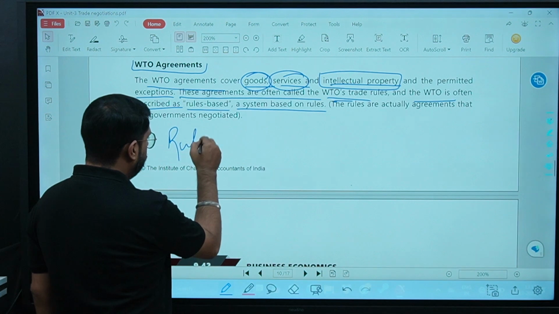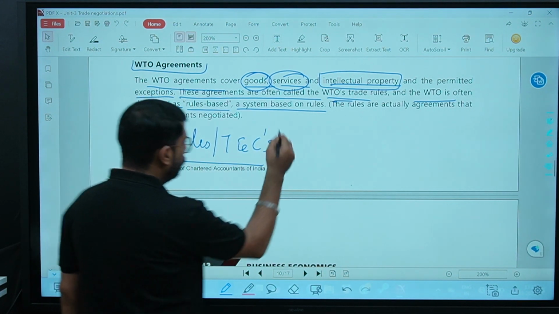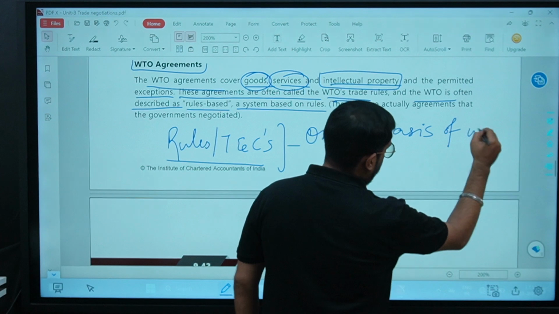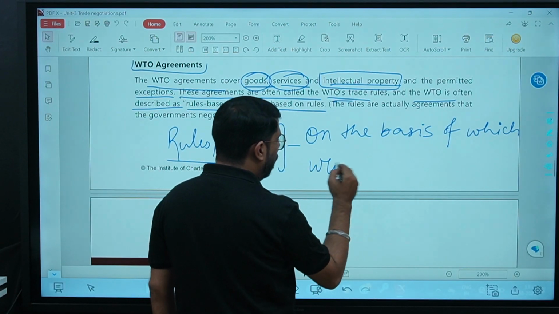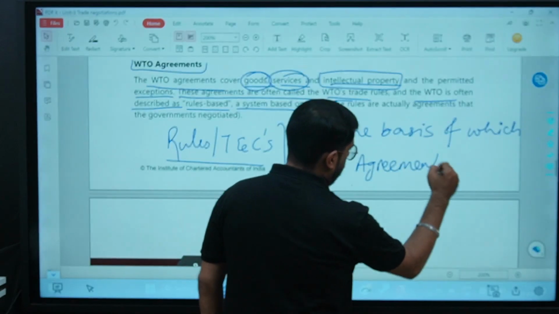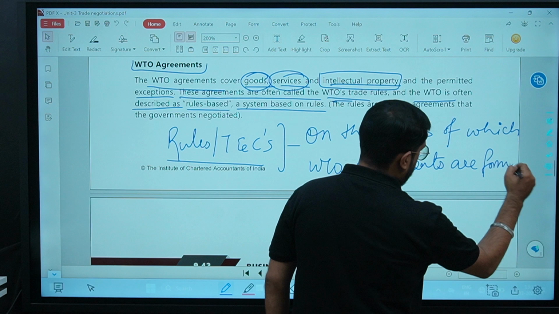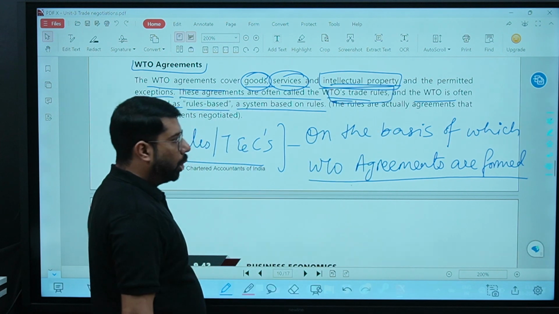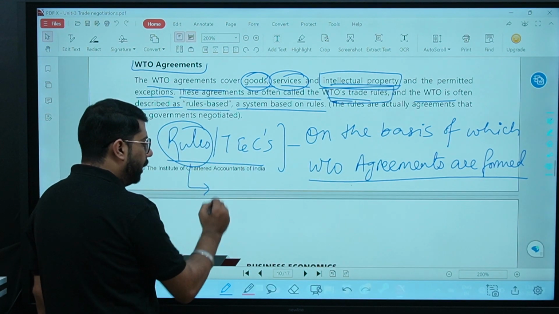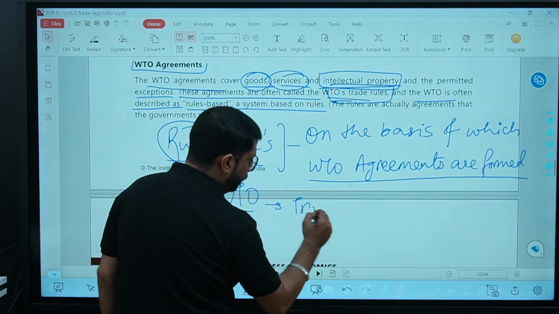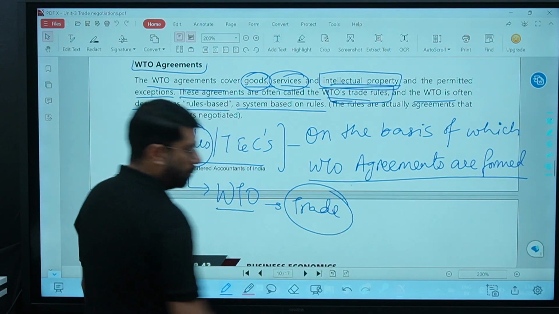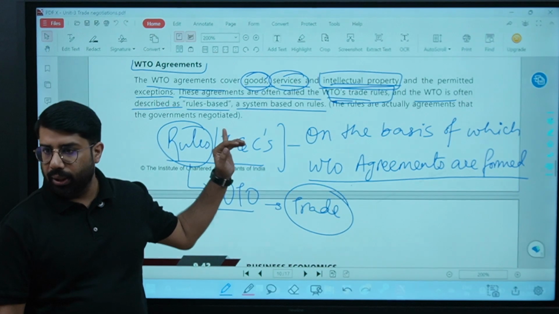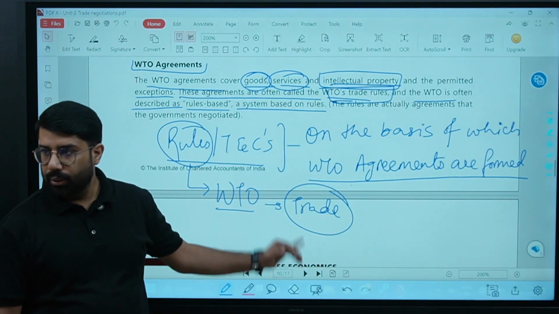on the basis of which these WTO agreements are formed, they will be known as WTO's trade rules, because on the basis of these rules only WTO will conduct its trade. Are you clear? Yes or no? Sure?